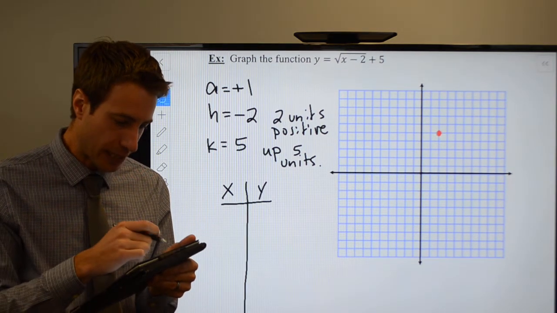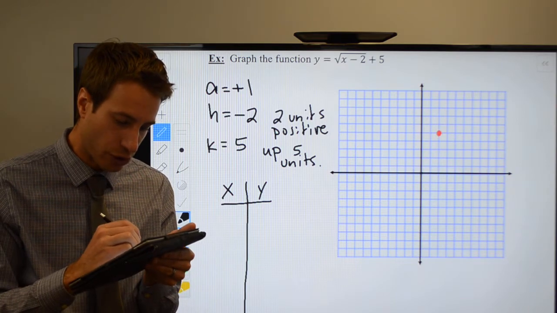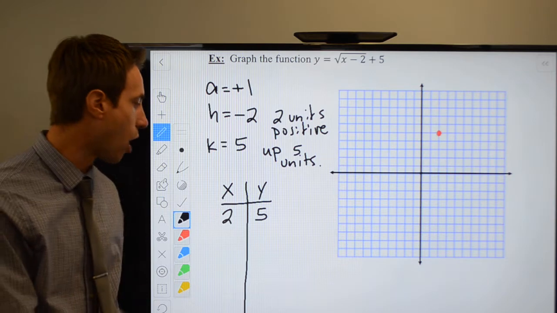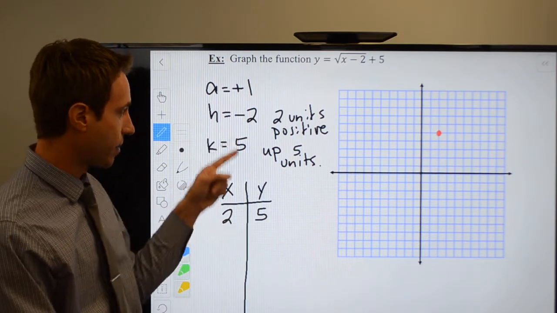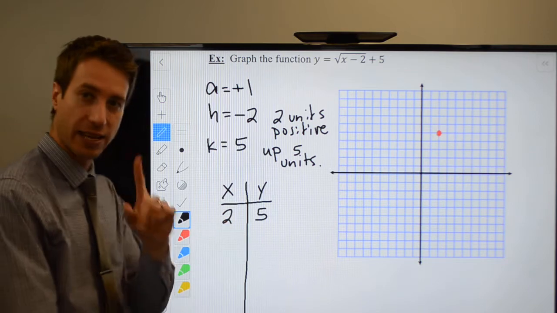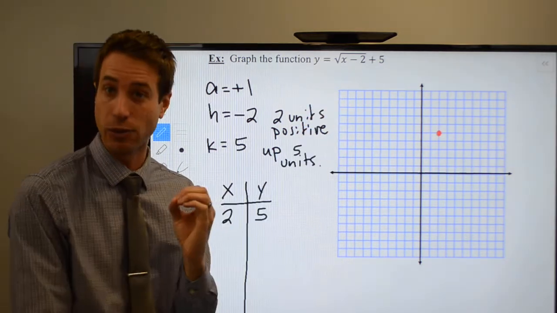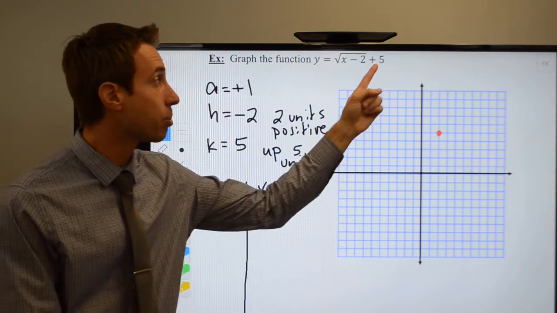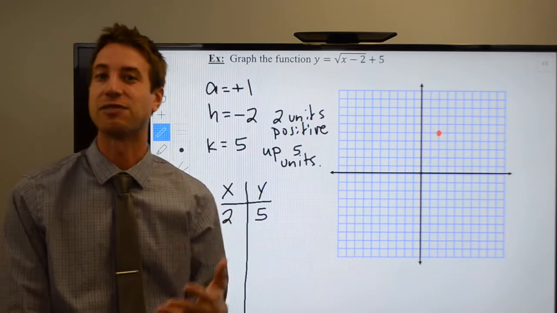In my x, y table, I know that my starting point was x equals 2, y equals 5. And let's talk about the reason why. If I plug a 2 into my function, 2 minus 2 is 0. The square root of 0 is 0. 0 plus 5 is 5. So that's why this is my starting point. Let's find the next one.